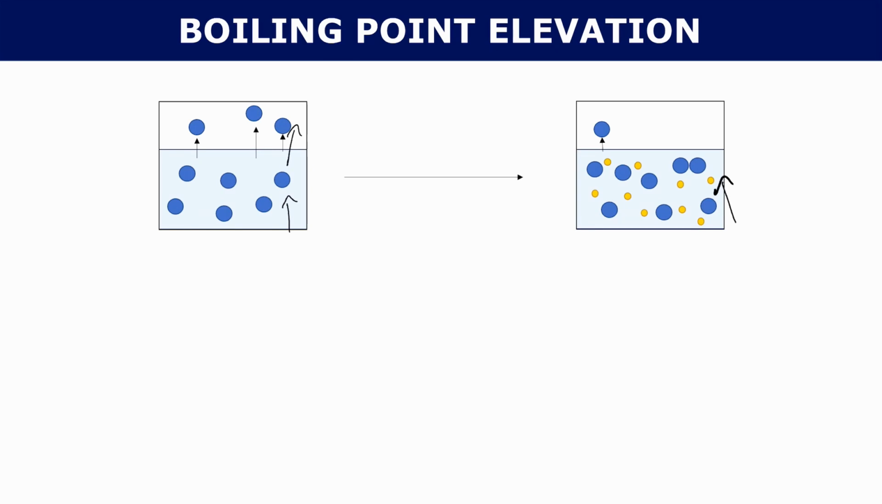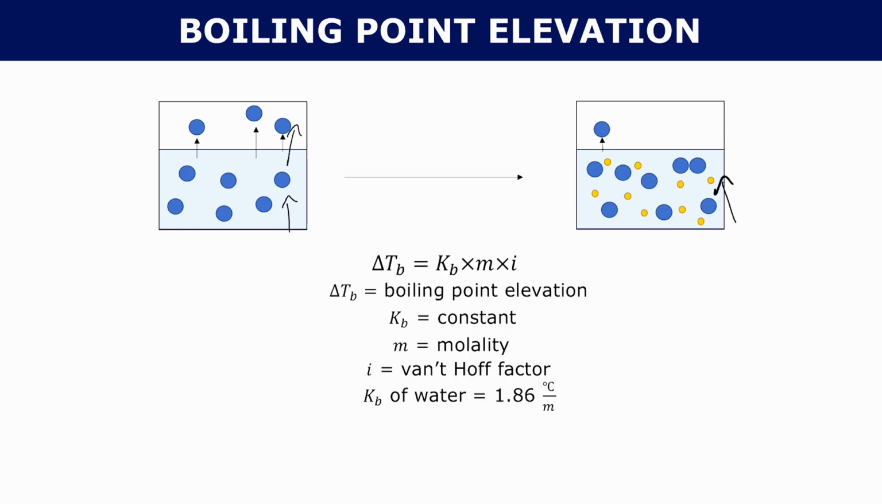And boiling point elevation has a really similar equation to freezing point depression. The change in the boiling point is going to be Kb times molality times the Van Hoff factor. And most of these stay the same. So Kb is also a constant, and for water, they happen to be the same. It's 1.86 degrees Celsius over molality. And of course, you have m, which represents molality, and i, which is your Van Hoff factor. So let's do a problem with this.